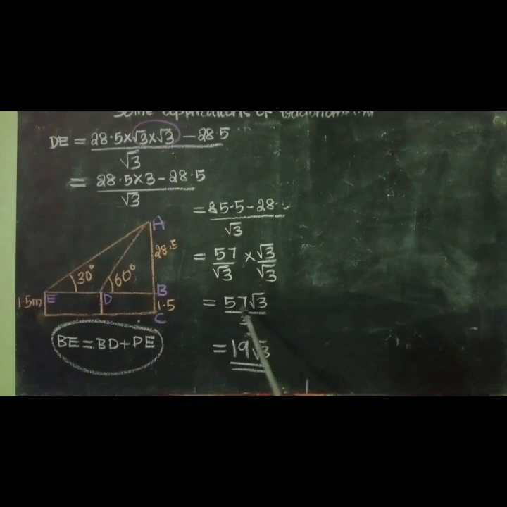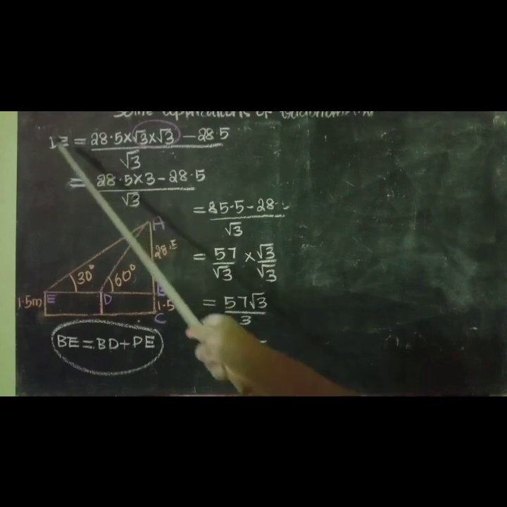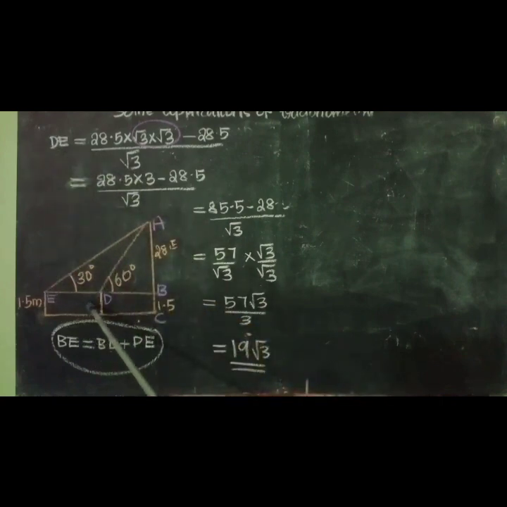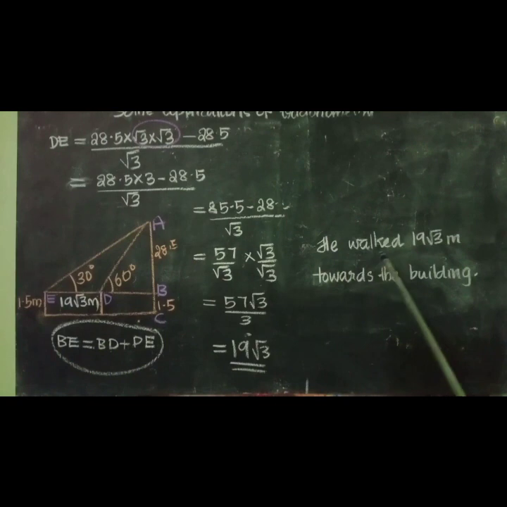57 and 3 we can cancel. We get 19 root 3. So this DE, this length is 19 root 3. The question is how much he walked towards the building. So this ED is the distance covered by him towards the building. So let us conclude. He walked 19 root 3 meter towards the building.